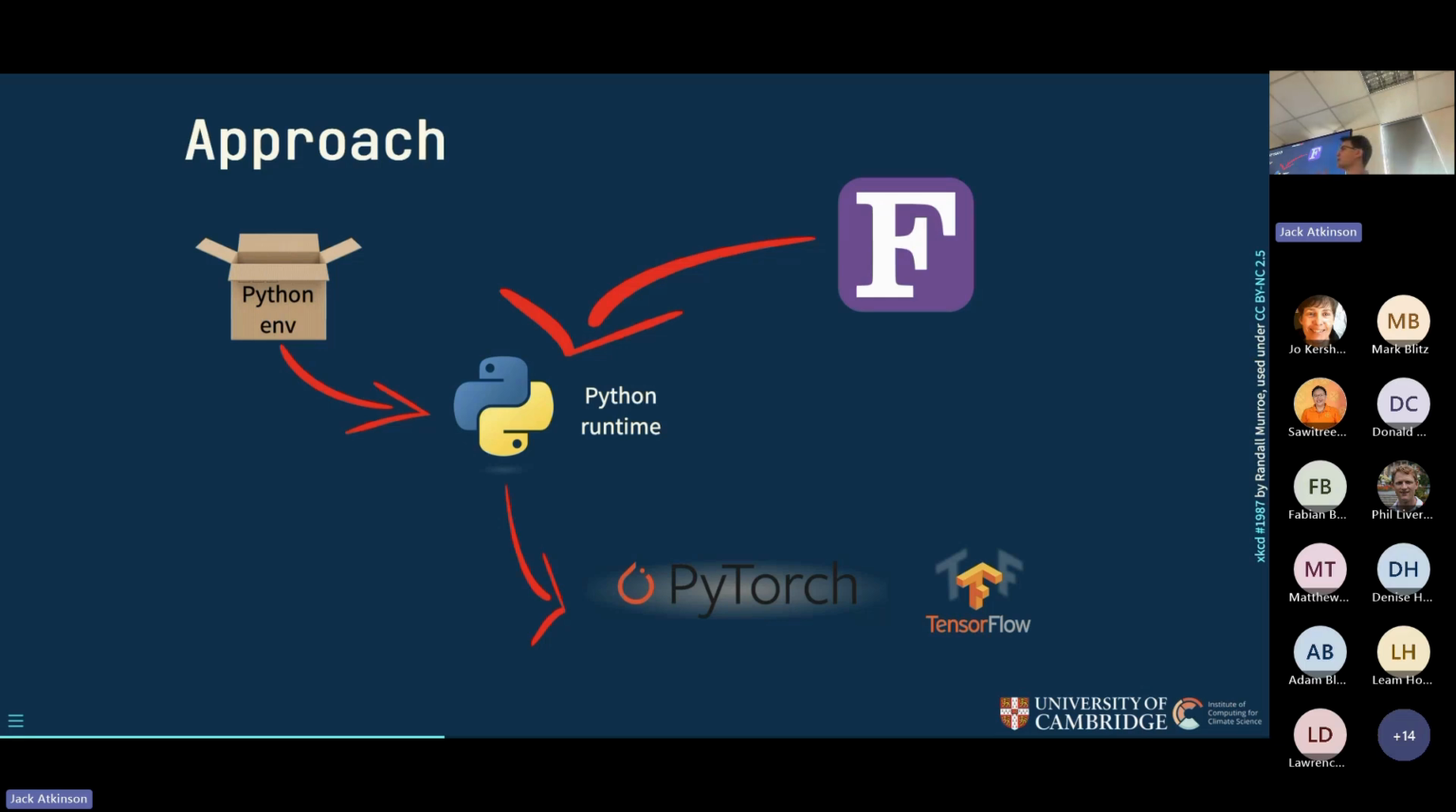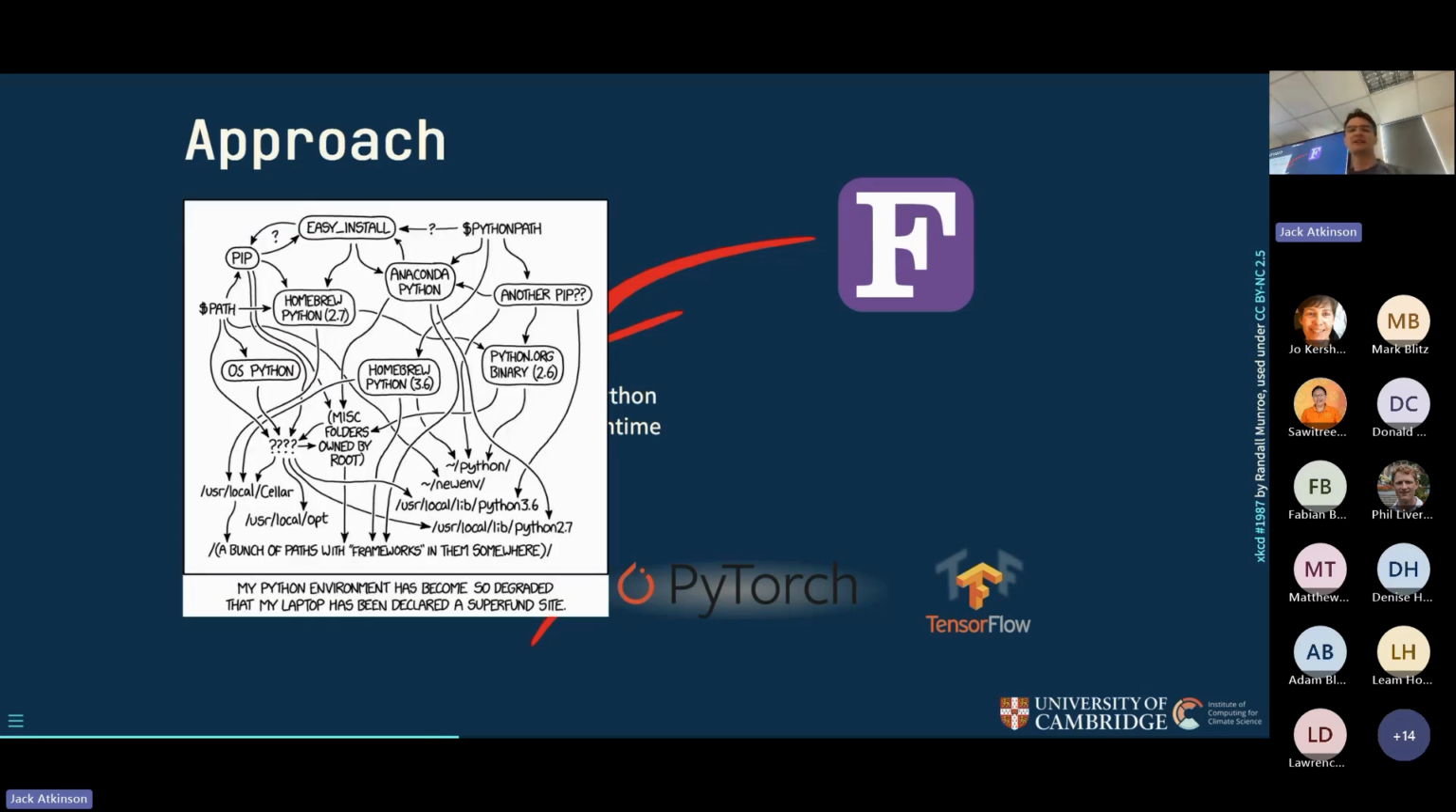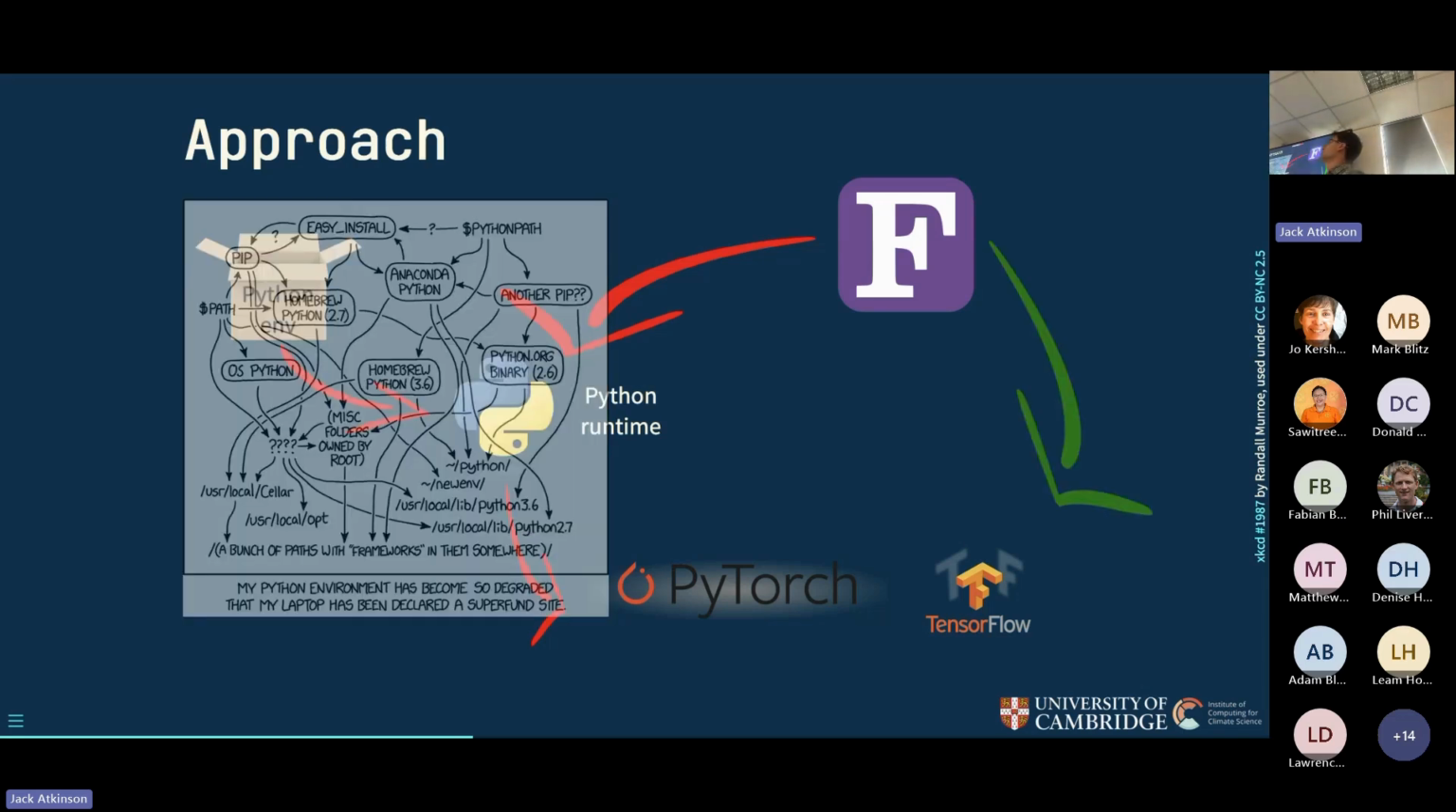And given that a lot of these Fortran codes are running on high-performance computing systems, managing that environment can get progressively more and more complicated. I think XKCD summed it up quite nicely. But it's not super desirable to be trying to manage this on a high-performance computing system. And at the same time, you've got to worry about incurring data transfer overheads with a number of these approaches as well. So instead, what we're trying to do is go directly from the Fortran to the underlying libraries without worrying about that Python runtime.